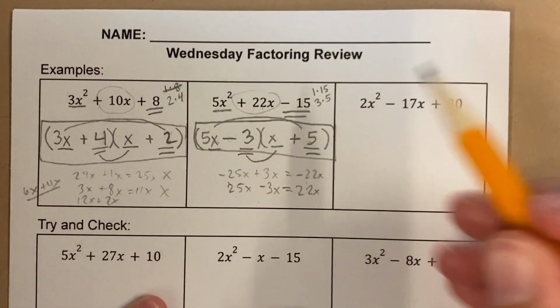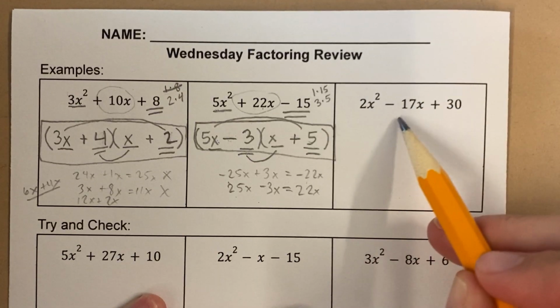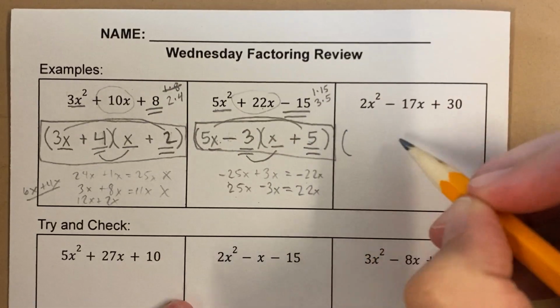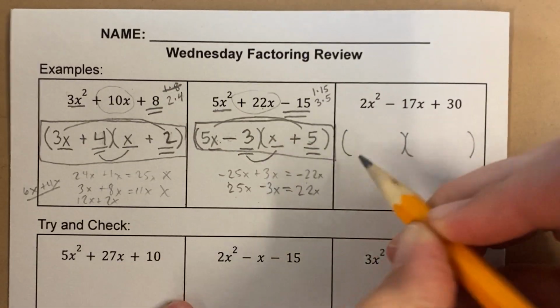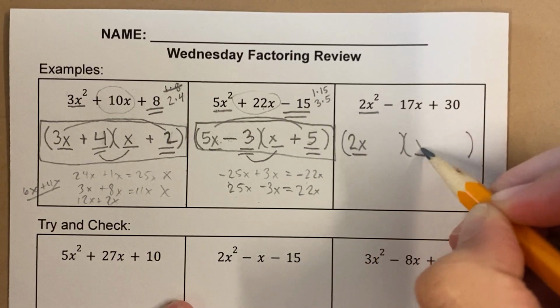Last one, let's check for a GCF. Any number that multiplies to 2, 17, and 30? No. 17 is actually a prime number. There's nothing that multiplies to 17 except 17 and 1. So, no common factor. This times this equals this, so that's going to be 2x and x.